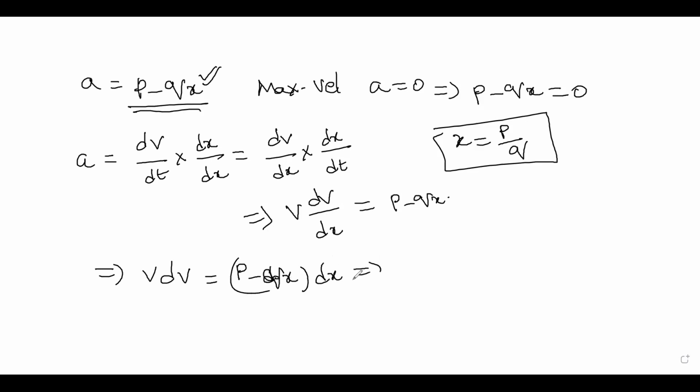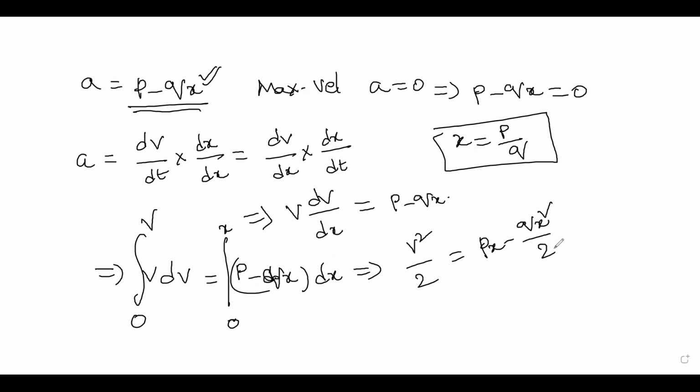And now vdv, when I integrate on either side, I get v square by 2, with limits 0 to v, equal to the integral with limits 0 to x. So this becomes px minus qx square by 2 when you integrate.